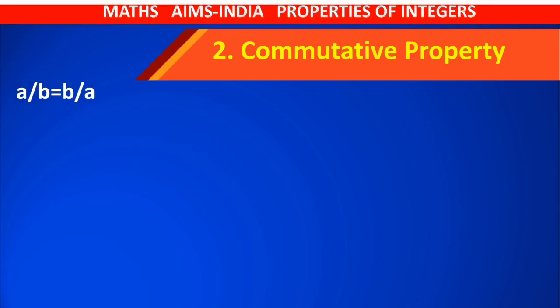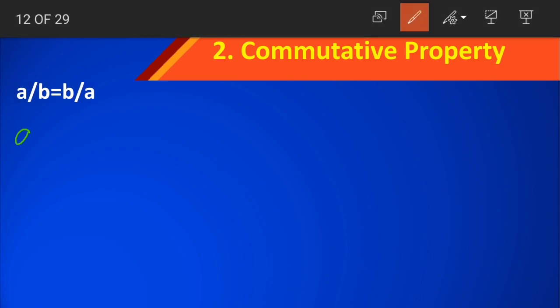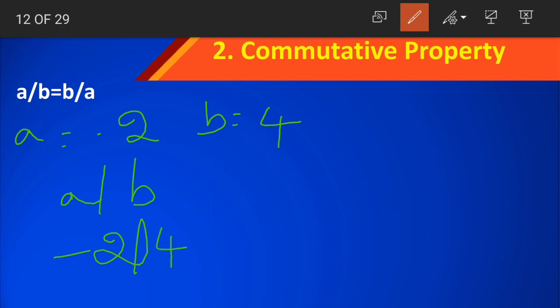The last operation is division. Again let us take some multiples here. A is equal to minus 2, B is equal to 4. Okay class, A by B. How do we solve A by B? Minus 2 by 4. Coming to the signs, one is negative and the other is positive. So the answer will be negative. The signs are different, answer will be negative.